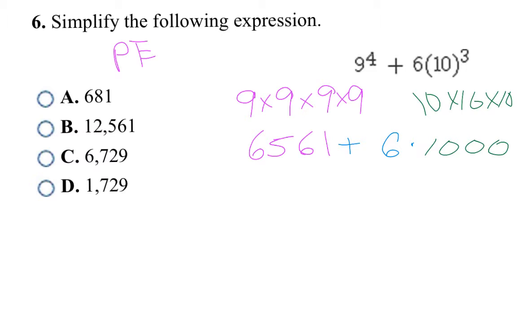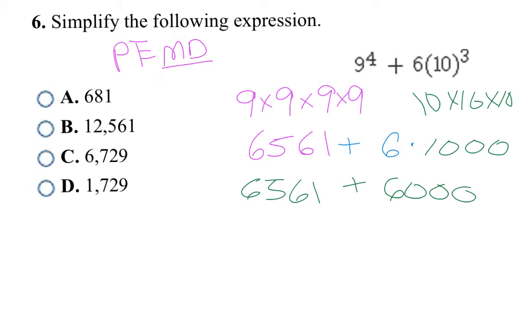So now I'm going to look at multiplication and division, left to right. So I have one multiplication and no division. So I'm going to do 6 times 1,000, which is 6,000. And then I copy down the rest of the problem.